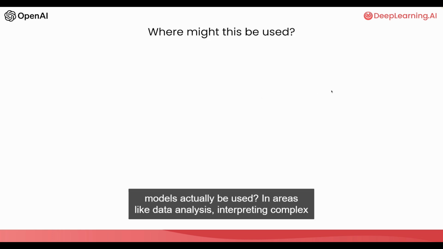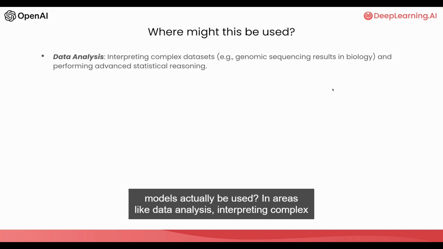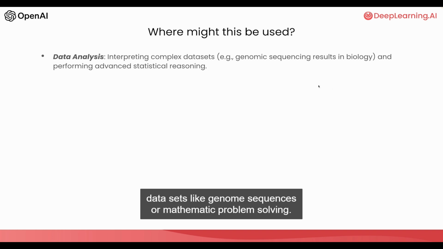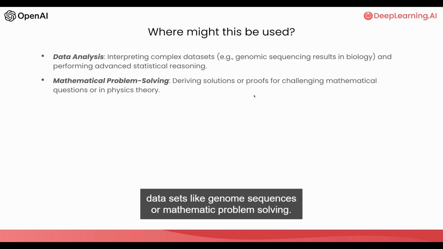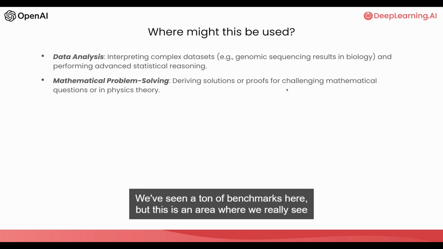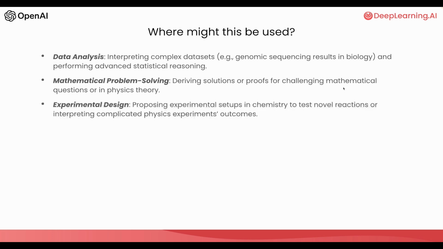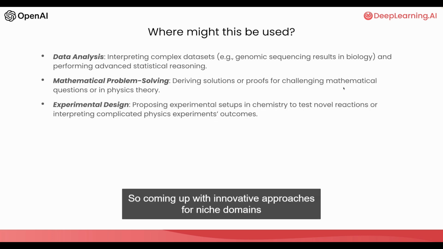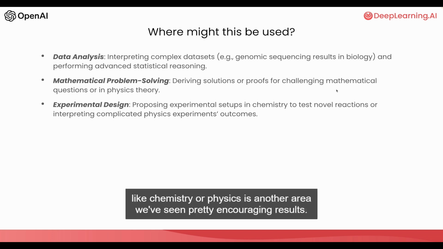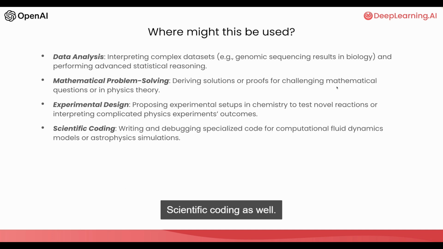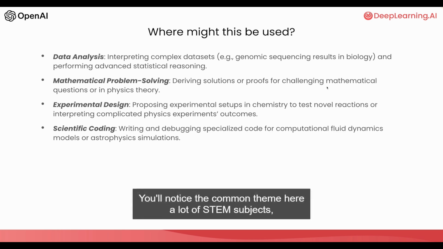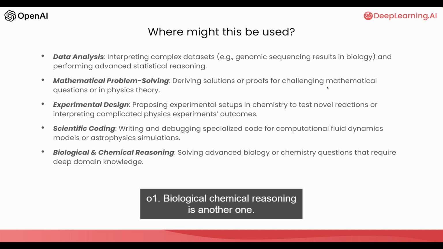So where might the O1 models actually be used? In areas like data analysis, interpreting complex data sets like genome sequences, or mathematical problem solving. We've seen a ton of benchmarks here, but this is an area where we really see a step change in performance versus the previous family of models. Similarly, experimental design, so coming up with innovative approaches for niche domains like chemistry or physics, is another area where we've seen pretty encouraging results. Scientific coding as well. You'll notice a common theme here, a lot of STEM subjects, a lot of math, a lot of coding, where we're seeing great use cases for O1.